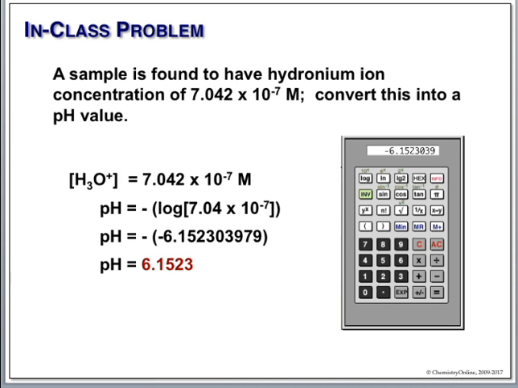Now you know you paid so much for these calculators. Isn't it fun to finally use it for something? Of course it is.